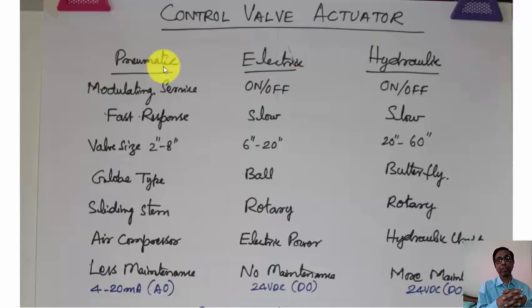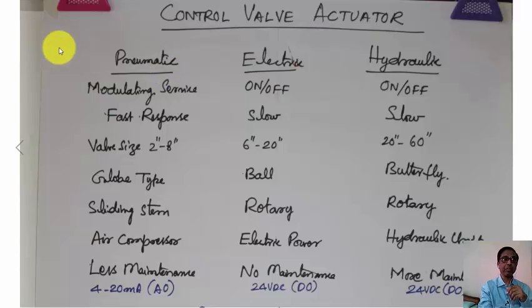Hydraulic is also, as we discussed, an open or close application. It is also slow operation. Why slow? Because the size of the valves is very big, so you are not supposed to operate very quickly, as it will damage the valve sealing and other things. You need to operate slowly, so it may take a few minutes also.